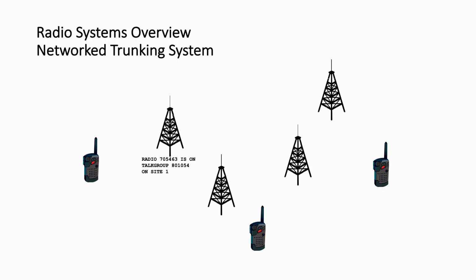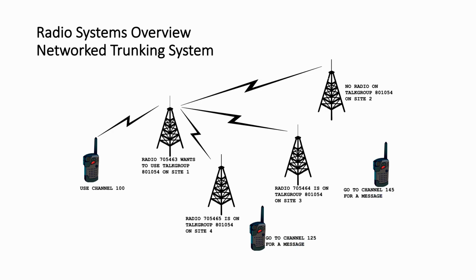A networked trunk system works in a similar way. The site that the radio is affiliated with, in this case Site 1, is tracking the radio and the talk group that it's speaking on. When the radio keys up and wants to use a specific talk group, the system assigns that subscriber unit a channel, in this case channel 100.